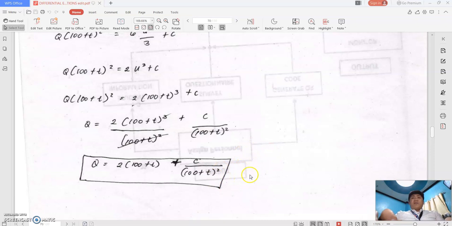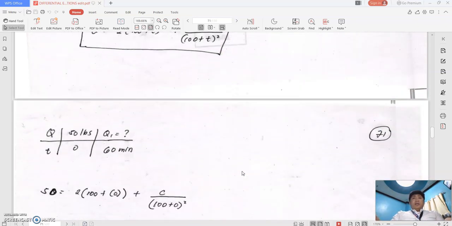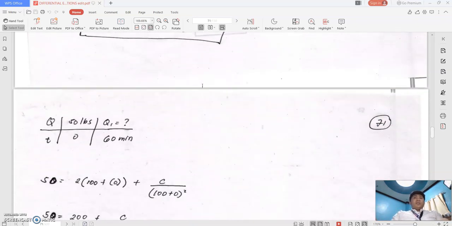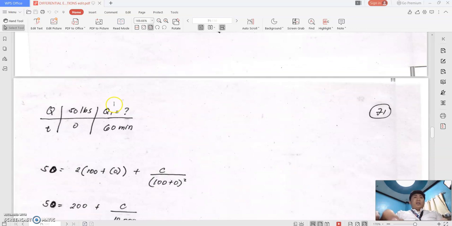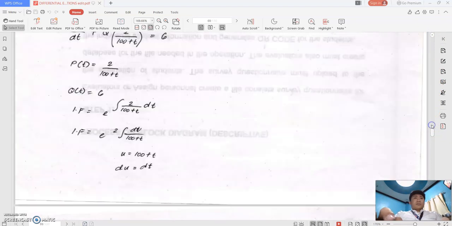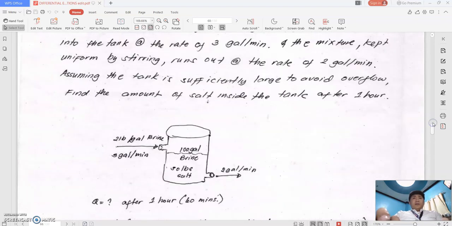Since we already have our general solution, we could now make our table. Okay, so we are not yet finished. So this is just our general solution. After that, let's recall our problem. So at first, naa siya'y, di ba? Salt man gipangita nato, no?